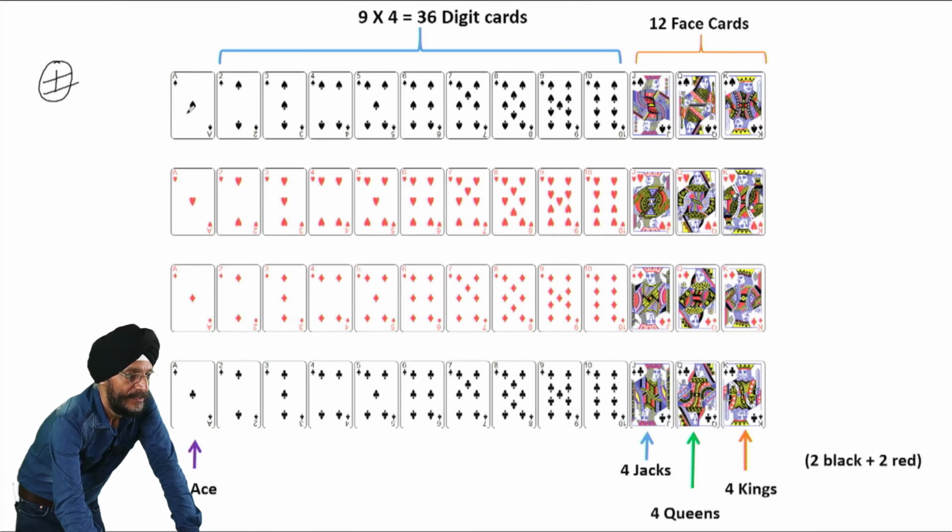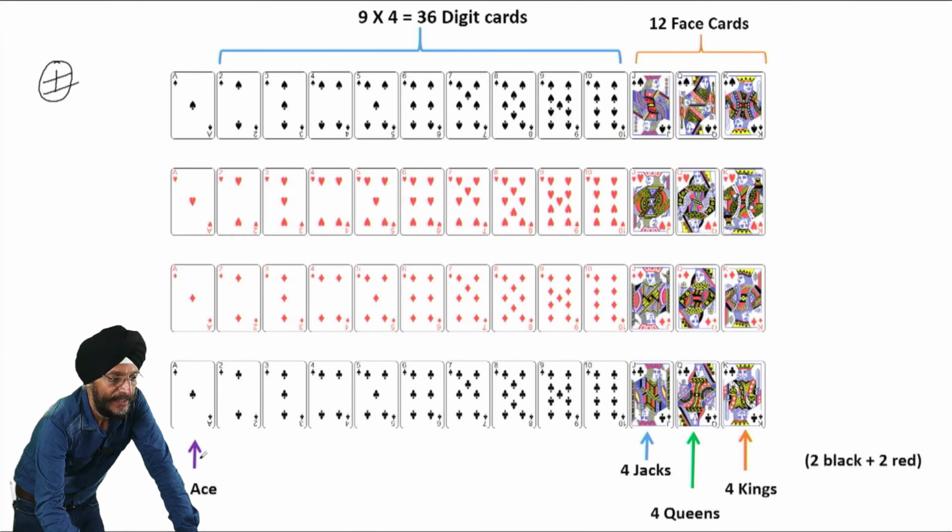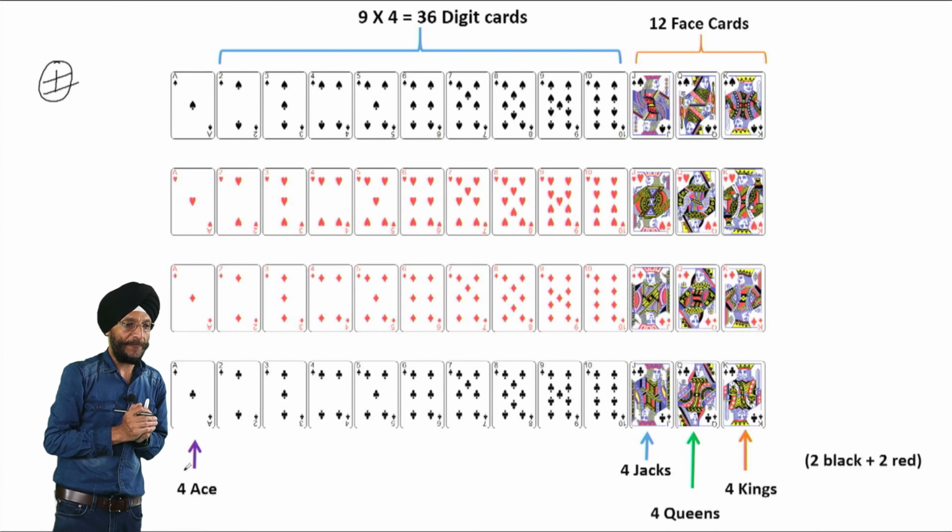Instead of that, the cards have an A symbol. These are 4 in number and these are called ace cards.